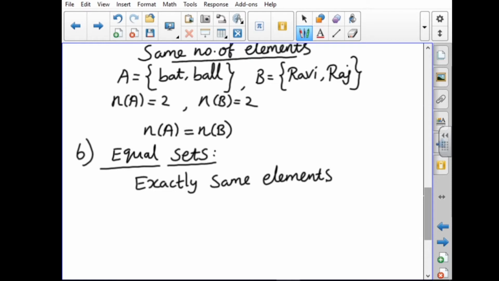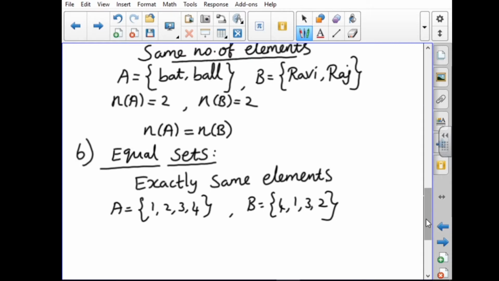I am giving short notes here. If you want to know the definitions fully, you can check your notes. So for example, A is equal to {1, 2, 3, 4}. Then B is equal to {4, 1, 3, 2}. Check all the elements. Every element of set A and set B should be equal. So the two sets are equal sets.